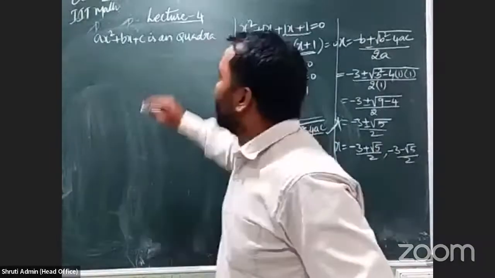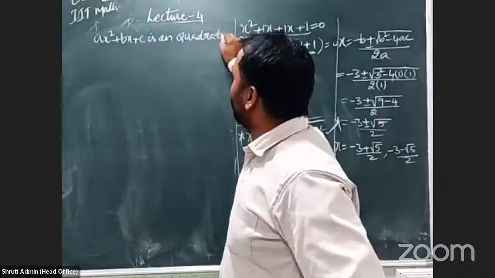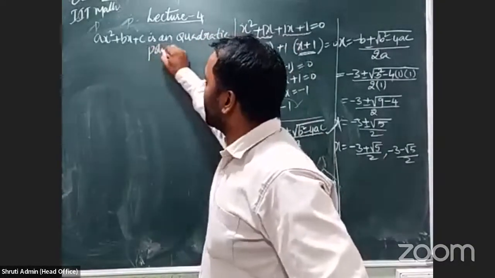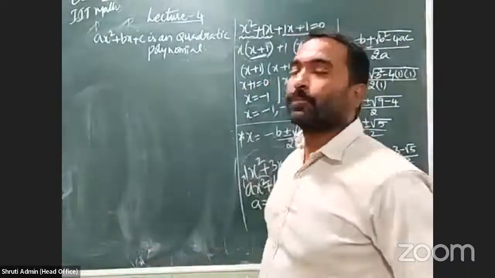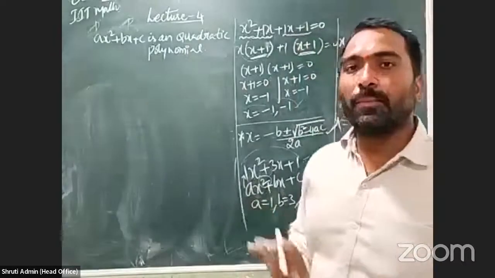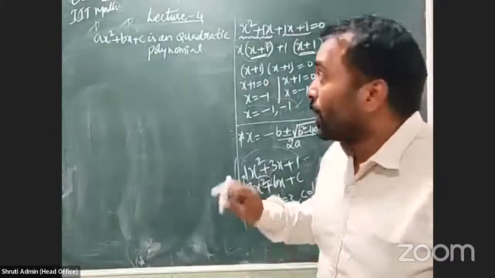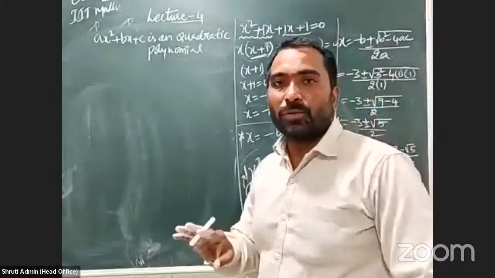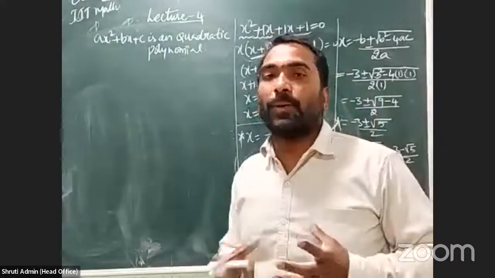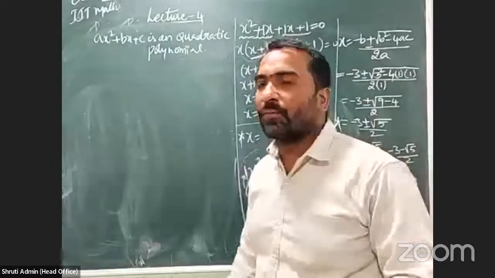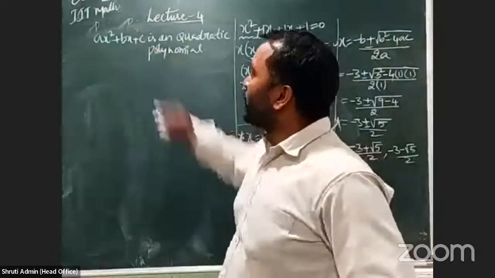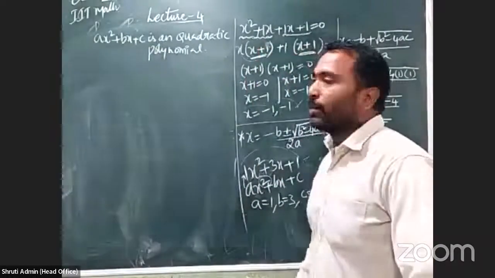Okay, so ax square plus bx plus c is a quadratic polynomial. The very important thing we have to learn from here. What is that very important thing? See, actually, the sum of the roots and the product of the roots. This total lecture and polynomial chapter depends upon the sum of the roots and product of the roots.